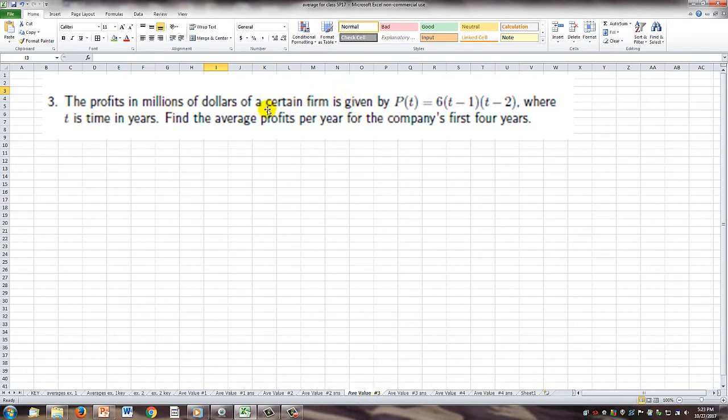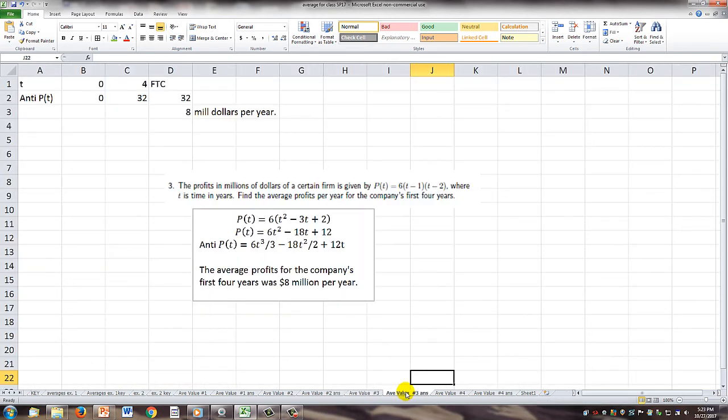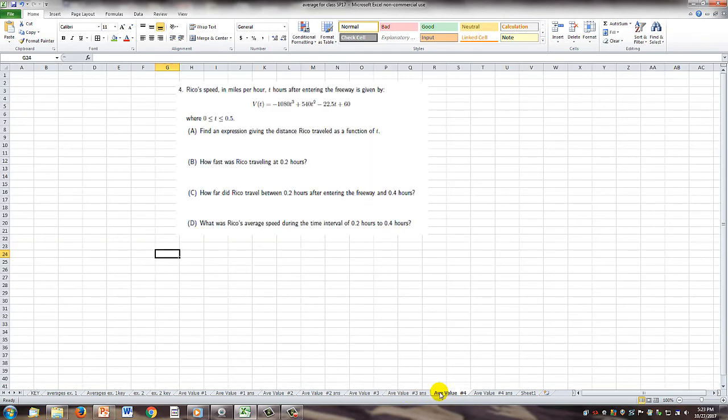I don't think I'm going to do this one, but it says profits in millions of dollars, so this is an actual profit function. You would need to multiply that out, t squared minus 2t minus 1t plus 2, and then add like terms and then distribute the 6. So you would have to multiply this out first, because it says find the average profits. Average profits means take the antiderivative of profits and then divide by 4 minus 0, because it says first 4 years. So if you want to look at that answer there, you can.